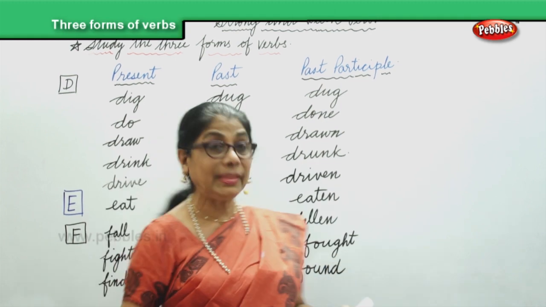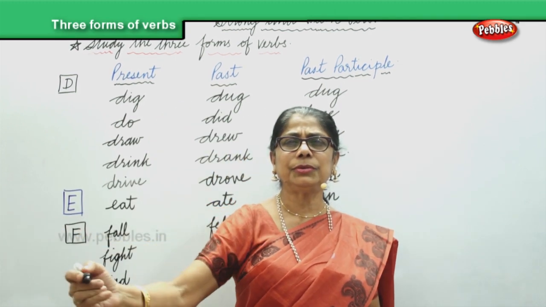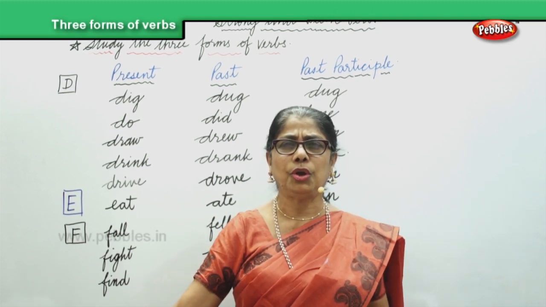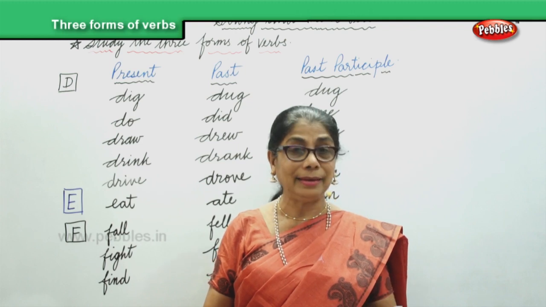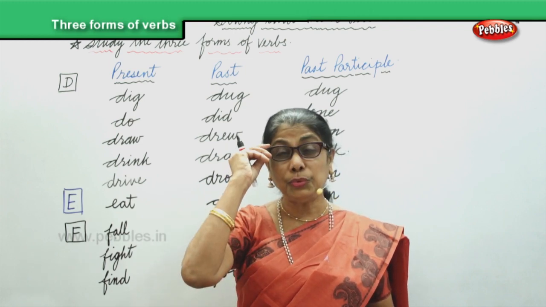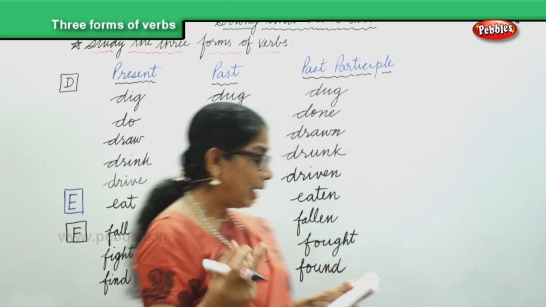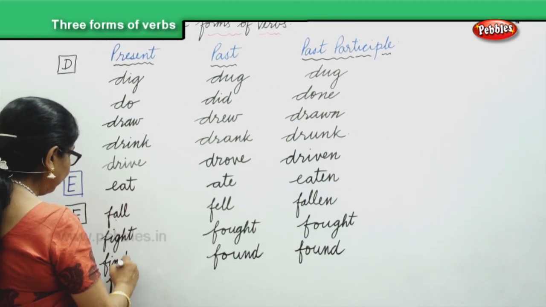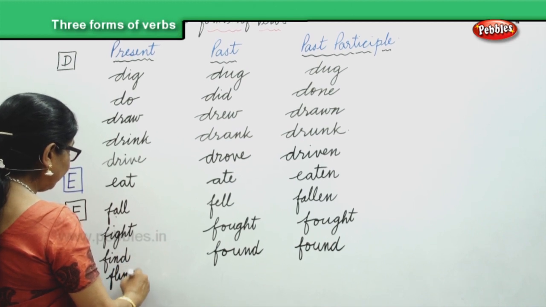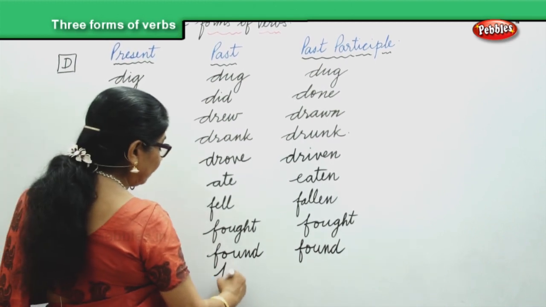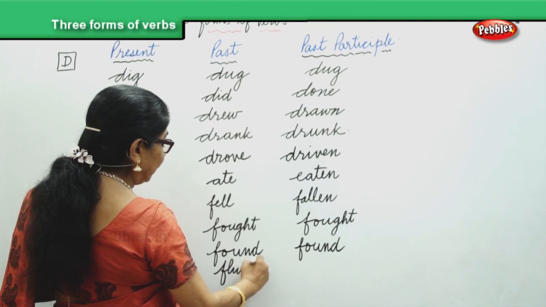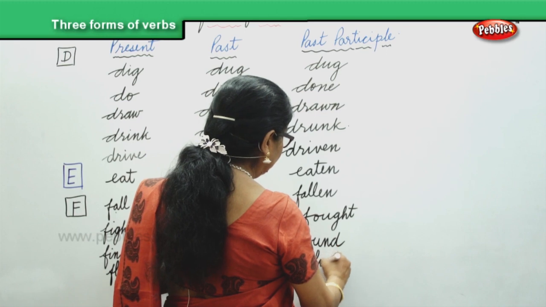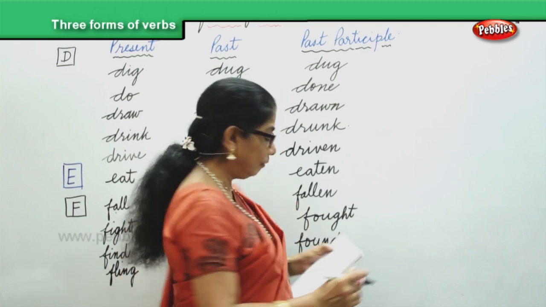Okay. Then you fling. You're so tired, you're so angry. You come home and you fling your shoes or fling your bag. Then in the past you say flung, and in the past participle also flung. So fling, flung, and the past participle also flung.